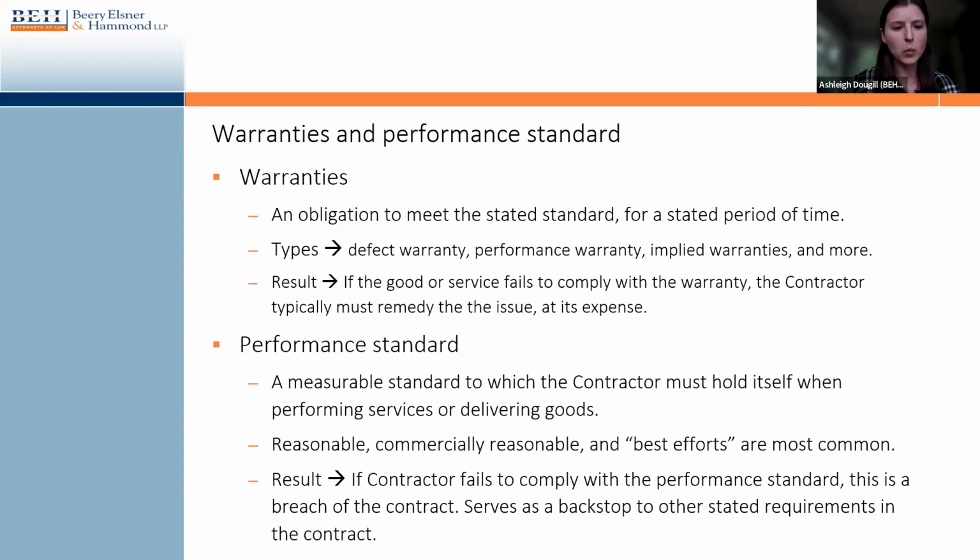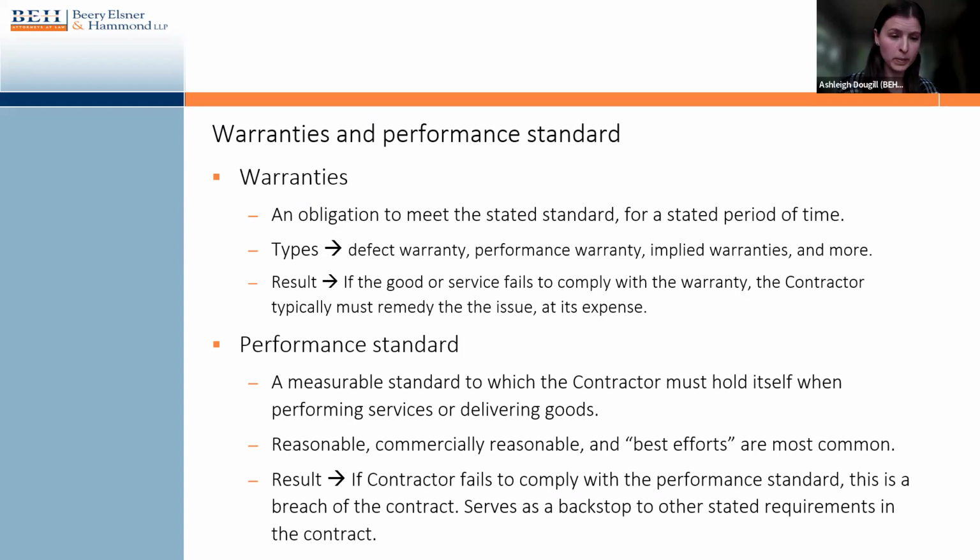And the result of a warranty is that if a good or service fails to comply with the terms of that warranty, the contractor typically must remedy the issue at their cost. So in that example of a defects warranty, if a good is delivered and then during that 1 year period of time, the public entity finds that it is defective in design, materials, or workmanship, then the terms of the warranty obligate the contractor to repair or replace that defective piece of goods at their cost. That's the result of a warranty.